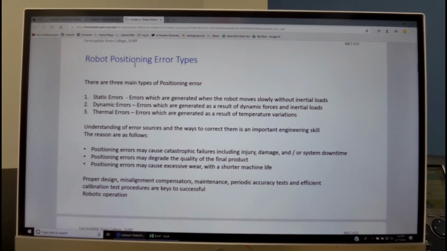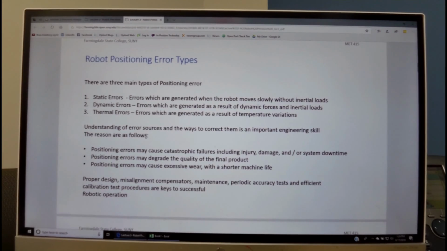The positioning error types are typically classified as static errors. These are errors which are generated when the robot is moving at a very slow speed without any inertial effects. Then we have dynamic errors when the robot accelerates at high levels, and inertial forces introduce vibrations in the system. So these cause dynamic errors. And then differences in temperature of the environment may cause thermal errors.